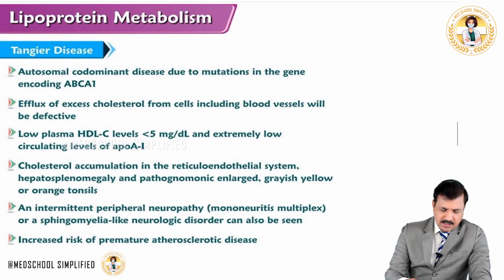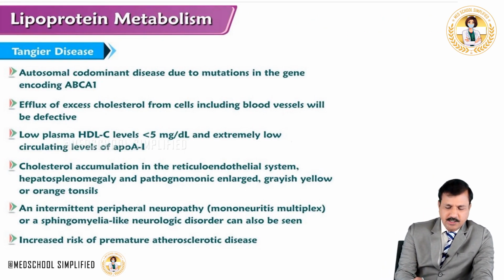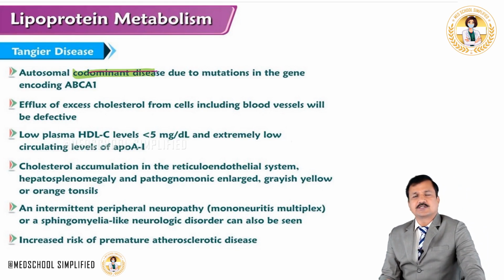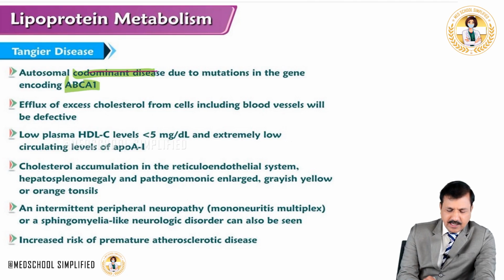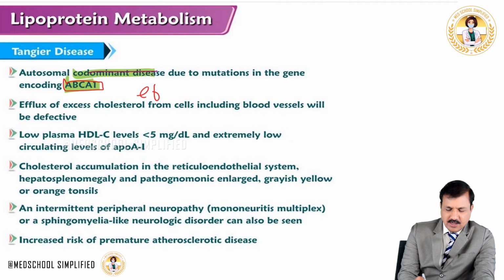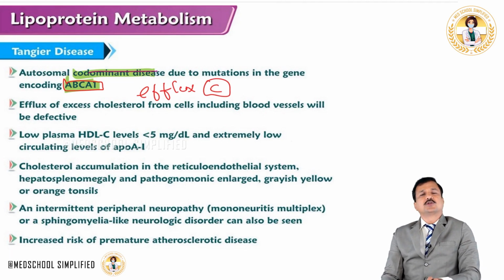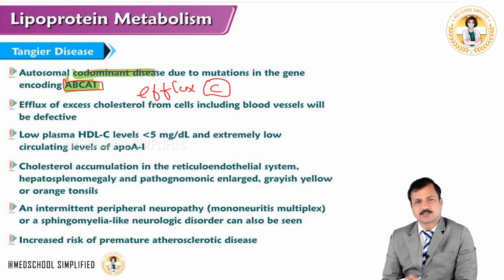Now let's look at a disease called Tangier disease. Tangier disease is an autosomal codominant disease due to a mutation in the gene that is coding for the ABCA1 transporter. You know the role of the ABCA1 transporter. It is causing efflux of excess cholesterol from the peripheral tissues to nascent discoidal HDL, so that cholesterol can be converted into cholesterol ester.